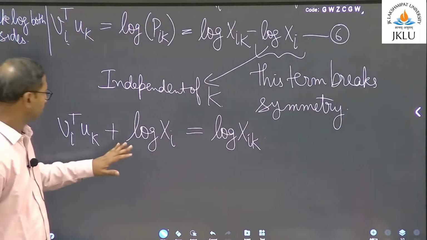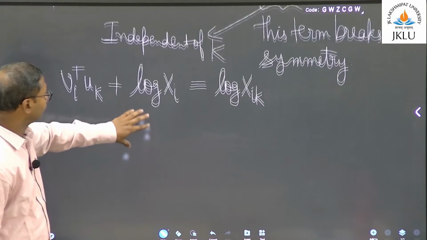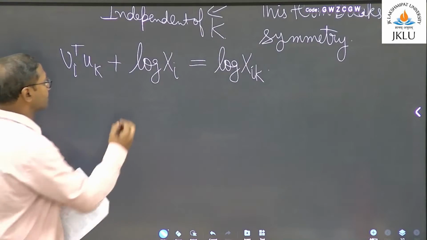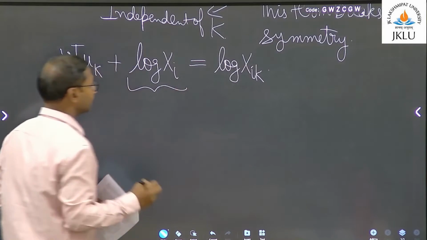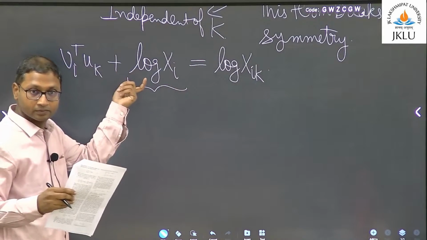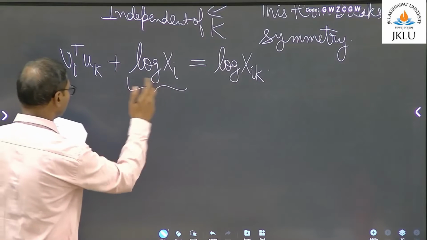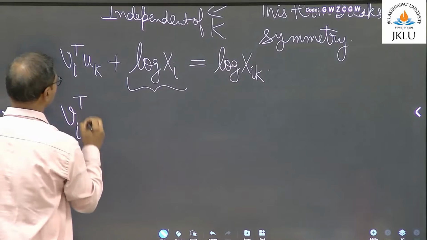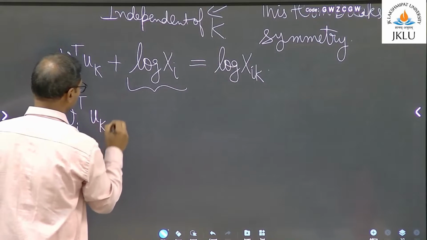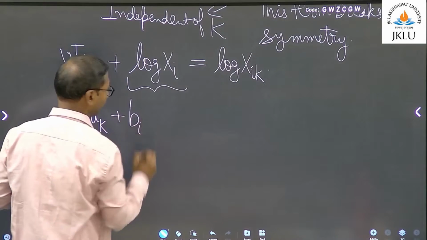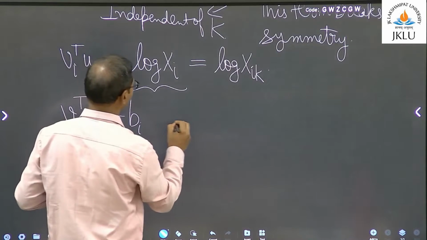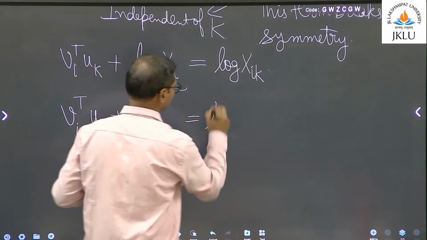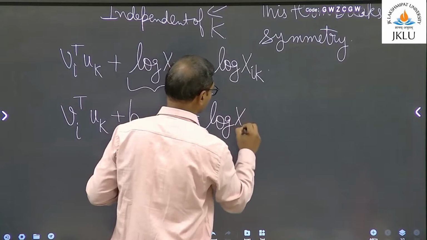Okay. Now with this, what they are saying, since this is independent of i, you assign a bias. So Vi transpose uk plus bi equal to log xik.